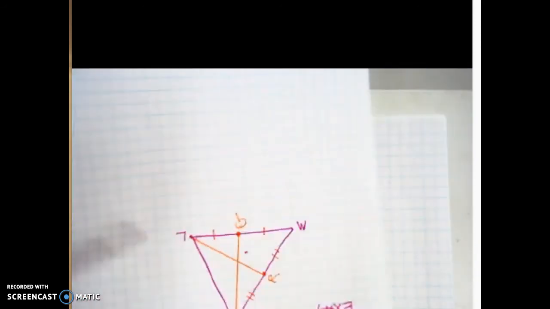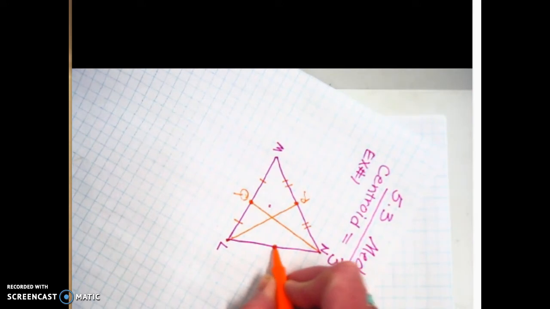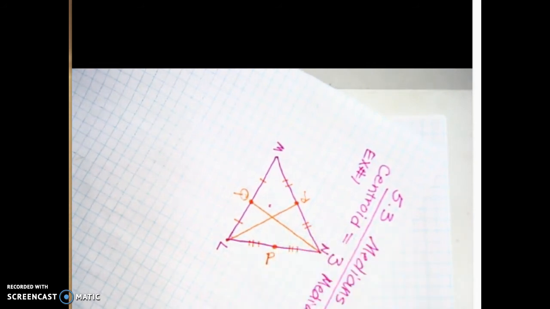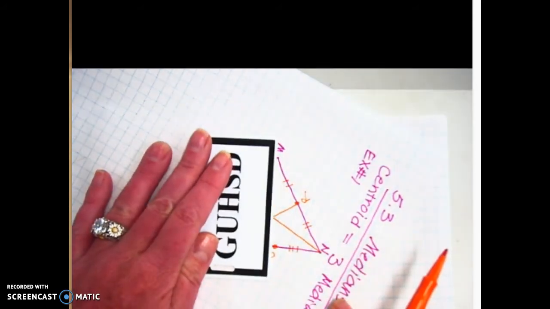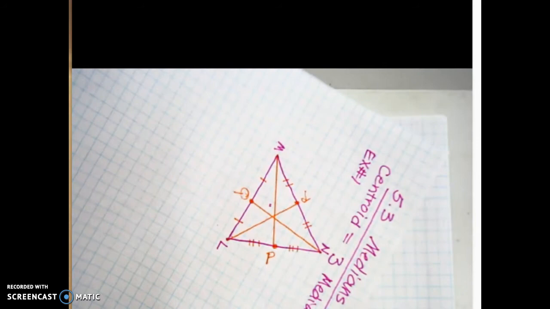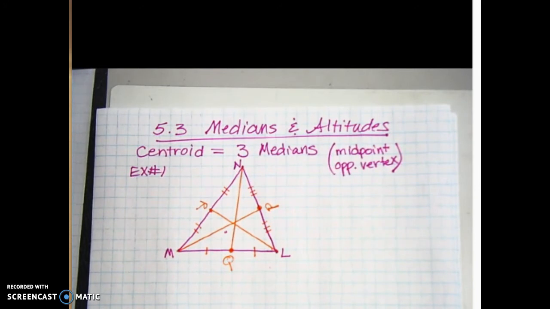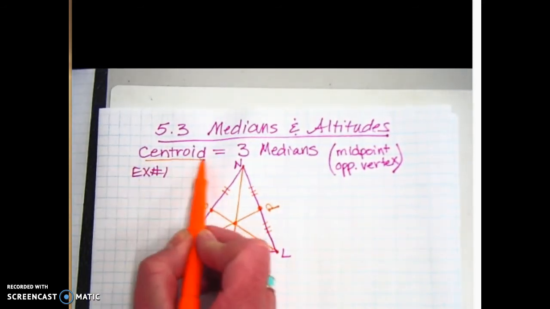We have 1 more to go. Turn your paper to the third side of your triangle, NL. Go to the midpoint and call it P. It divides the side into 2 congruent pieces, so we'll put triple tick marks. We want to go to the opposite vertex. There's only 1 that's left. It's M. Scooch up your straight edge and connect them. So you should have 3 medians all drawn in the same triangle. Those 3 medians intersect right here at a point called the centroid.